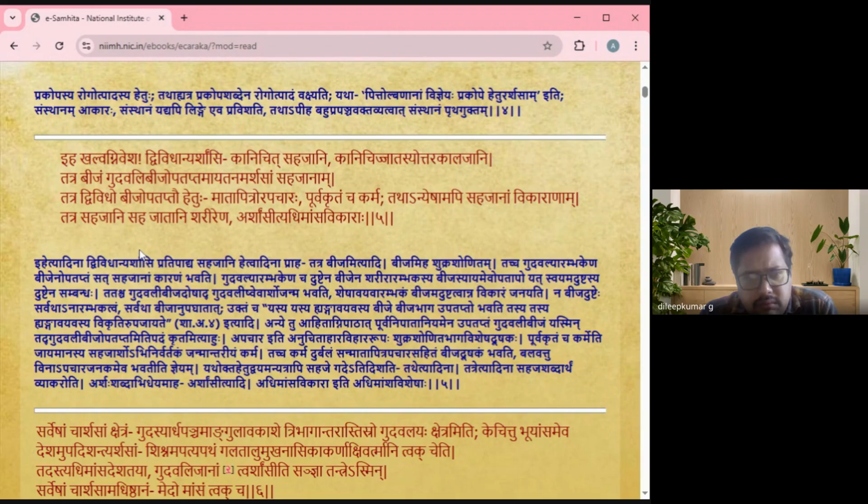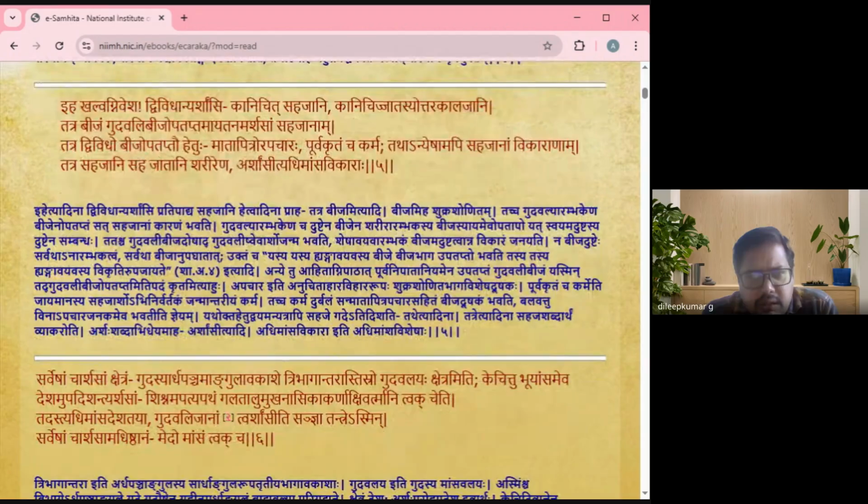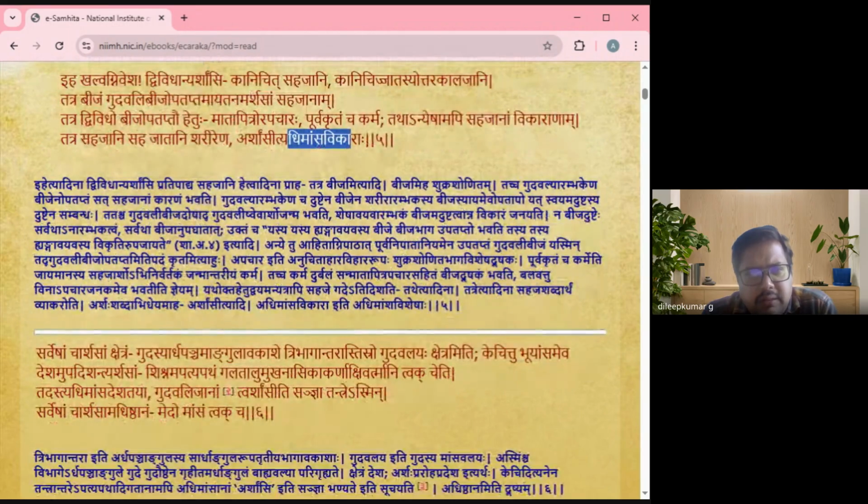Sahaja Arshas is caused by two factors again, that is Mata Pitror Ahara Apachara: genetic maternal factor, genetic paternal factor. Arshas is also called Adimamsa Vikara because Mamsa is involved, or Mamsa Ankura will be developed in this Arshas. Hence it is called Adimamsa Vikara.